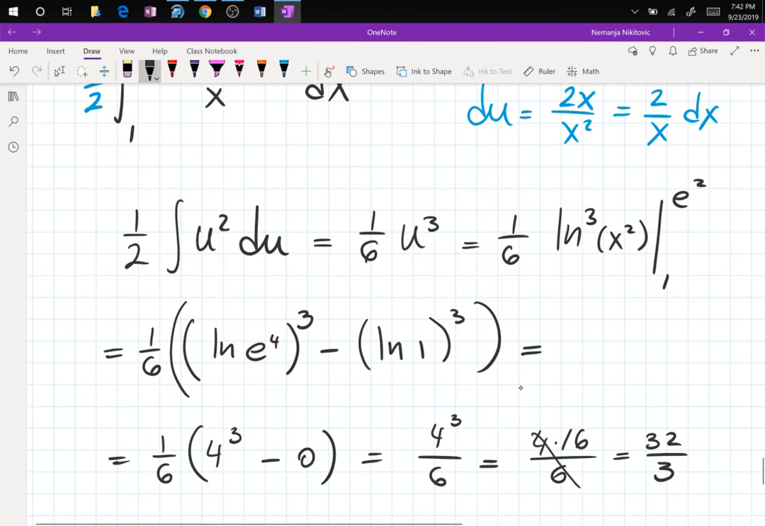Cool, huh? Radical. No, these are logarithmic and exponential.